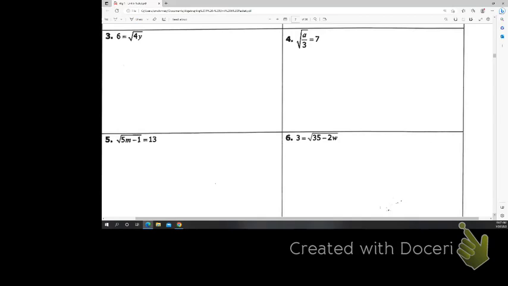So the radical is still by itself in 3 and 4. So I'll square both sides. So I have 36 is equal to 4y. Again, on the side with the radical, don't change what's under there. It's just out of the radical now. And then do whatever you have to do to solve that equation. So now I have 9 is y. And if I check, 4 times 9 is 36. And 6 is the square root of 36. Life is good.